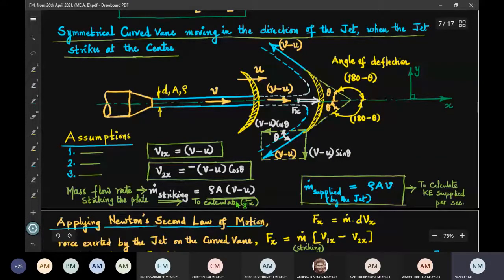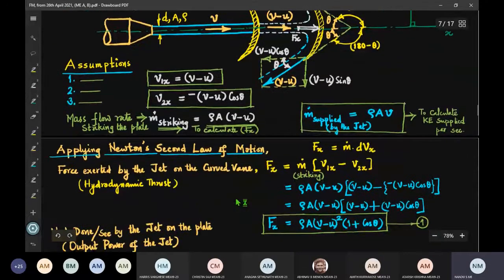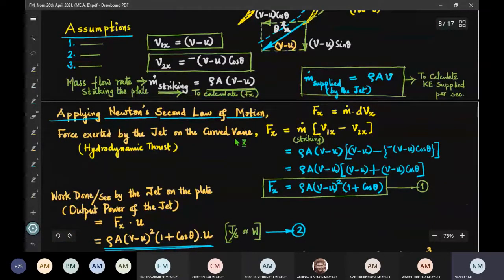So in order to find out the hydrodynamic thrust, or for the force calculation, we have to use the mass flow rate striking the plate. In the case of stationary vanes, both will be the same. But in the case of moving vanes, the mass flow rate striking will be different from the mass flow rate supplied. Mass flow rate striking will be less.